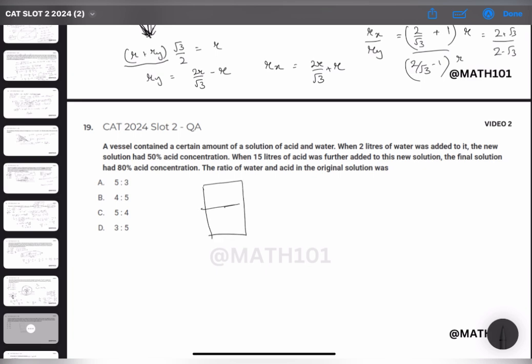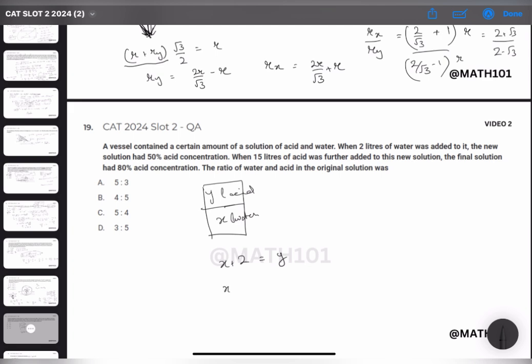So let originally we have x liters of water and y liters of acid. So x plus 2, when 2 liters of water is added, there is equal concentration of acid and equal amount of acid and water. 50% acid concentration means that x plus 2 equals y. When 15 liters of acid was further added to the new solution, the final solution has 80% acid concentration.